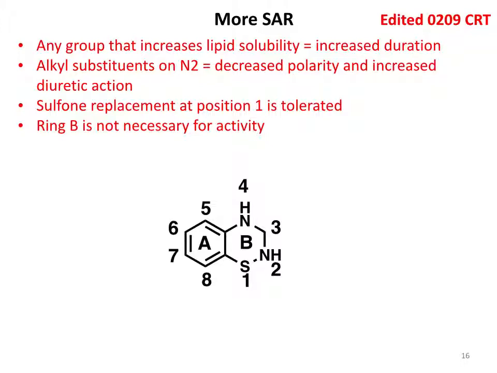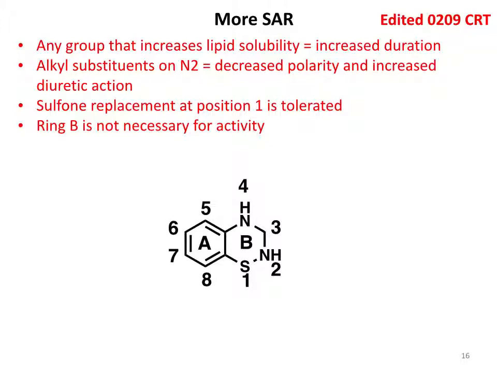Okay. So sulfone replacement at position 1 is tolerated. There are 2 sulfonamides, but if we were to replace this part of the molecule here, which I'll point out in the next slide, that is tolerated. We still need the sulfonamide here at position 7, and we still need an electron withdrawing group at position 6. I've put ring A and ring B here. Ring B is not necessary for activity either, so you can break open that ring and you'll see some activity.